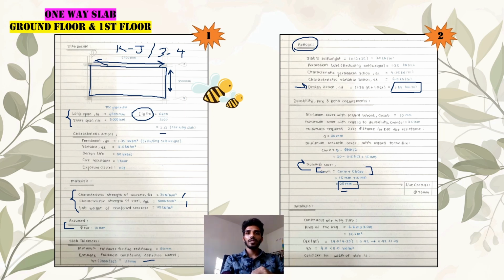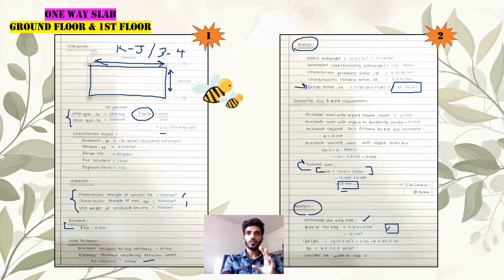But now we're going to do the analysis part. The very first one will be the continuous one-way slab. How we're going to use this area of calculation: the area of the bay will be 6.4 meters times 3.0 meters. So this is going to be the area of the slab.